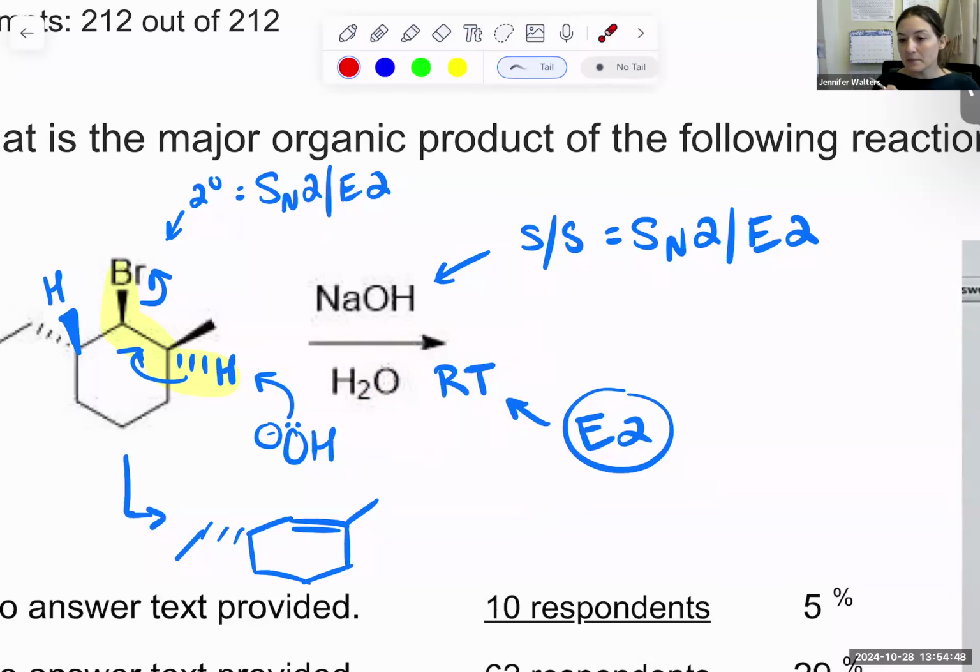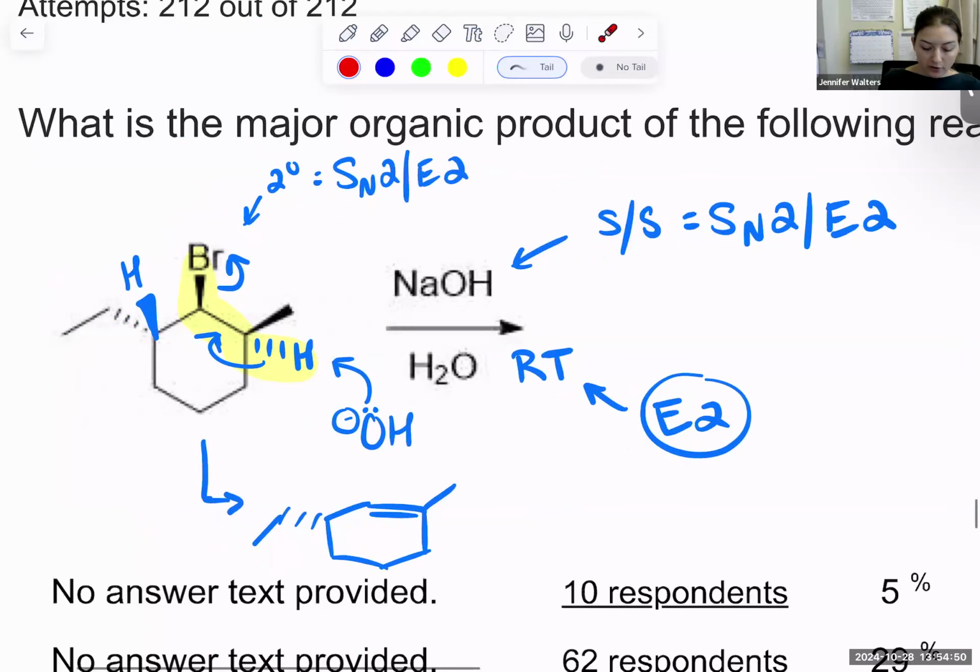I need to have an antiperiplanar hydrogen. The difference for this molecule is that it's a ring. So I cannot do any sort of rotations or anything like that because it's a ring. It's a locked conformation. So what that tells me is if there were no antiperiplanar hydrogens, my only option would be to do substitution. So I need to look for that antiperiplanar hydrogen.